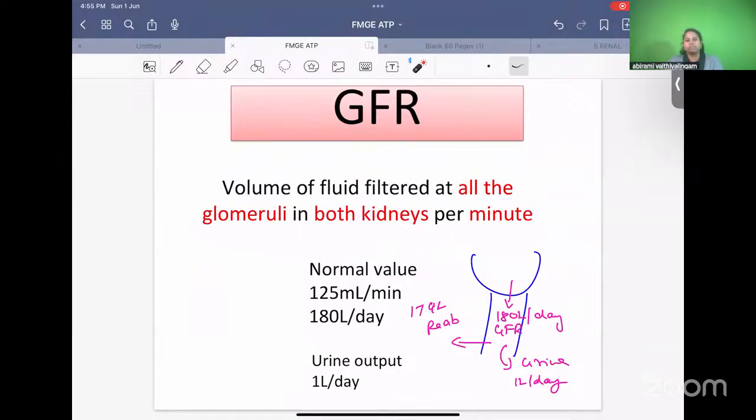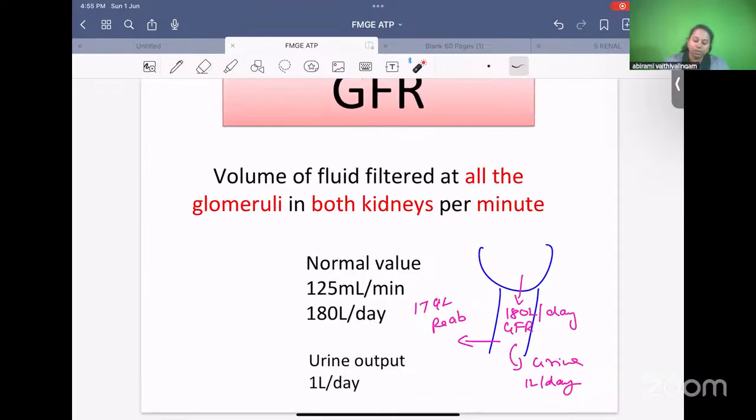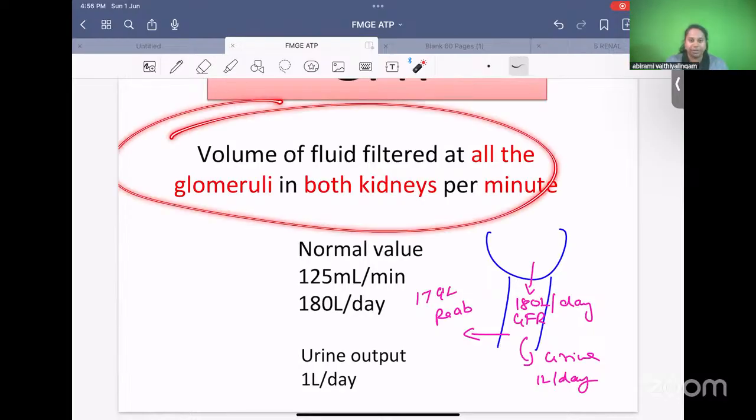Yes, over to the last part. Renal, we'll just do GFR, factors affecting GFR, and we'll finish with that. In renal, GFR is very, very important. What is glomerular filtration rate? The volume of fluid filtered at all the glomeruli in both the kidneys per minute.